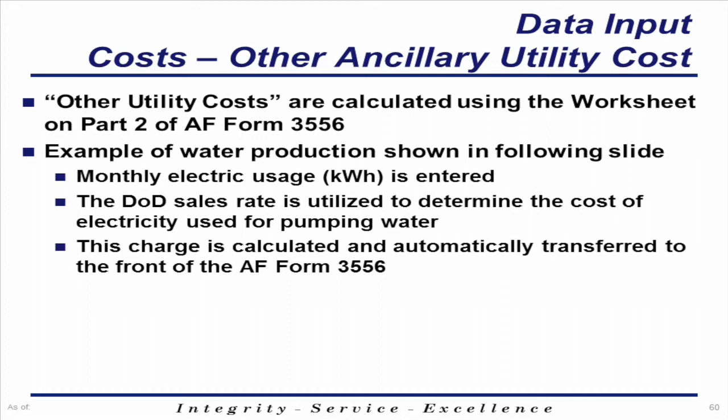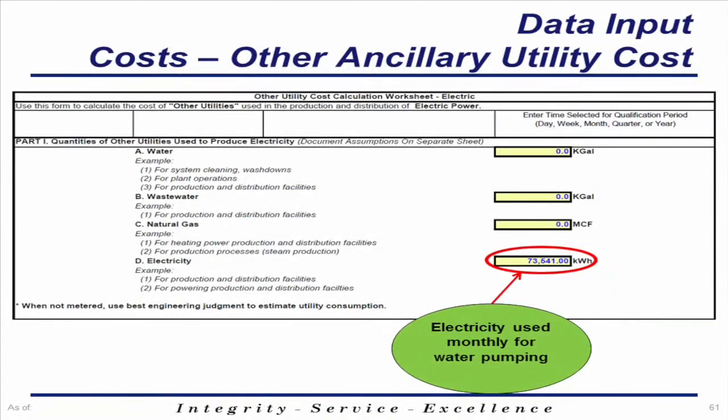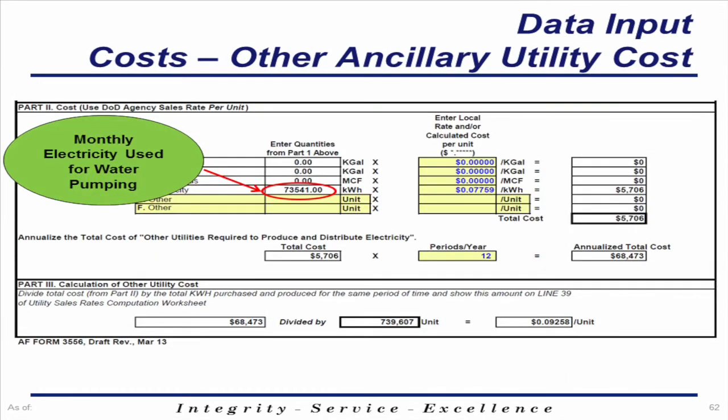These other costs are calculated using the worksheet on Part 2 of Air Force Form 3556. This is usually called the reverse side of the Air Force Form. An example is following, which shows the monthly electricity used for producing water. It's based on the kilowatt hours. The example of water production is shown in the following slide.